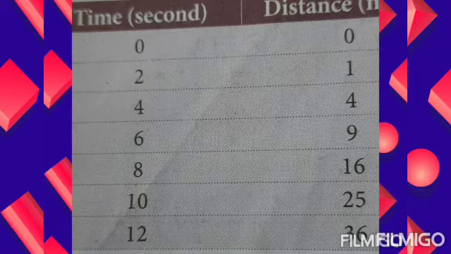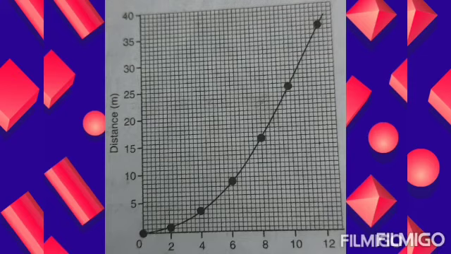Here 2 seconds, distance 1 meter. 4 seconds, 4 meters. 6 seconds, 9 meters. 8 seconds, 16 meters. 10 seconds, 25 meters. Like that it is given, so we will get only a curved graph. Okay, in uniform motion you saw you got a straight line graph, but here in non-uniform motion you will get a curved graph. For that also, you have to take time as the x-axis and distance as the y-axis.